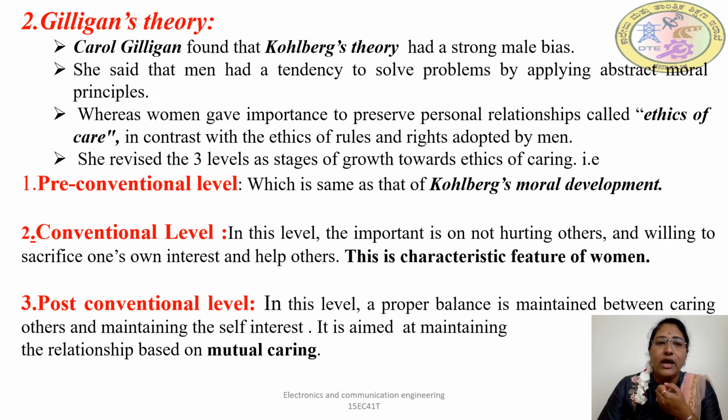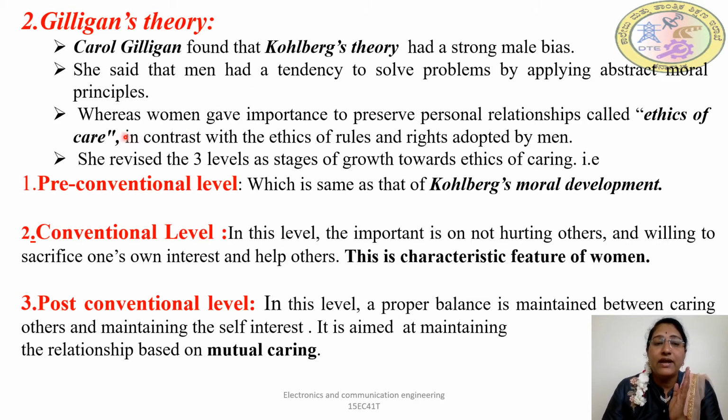Here, Carol Gilligan found that Kohlberg's theory had a strong male bias. She said that men had a tendency to solve problems by applying abstract moral principles. So they will just apply the moral principles and strictly follow the rules and regulations. That is men's behavior, so she got that perspective.